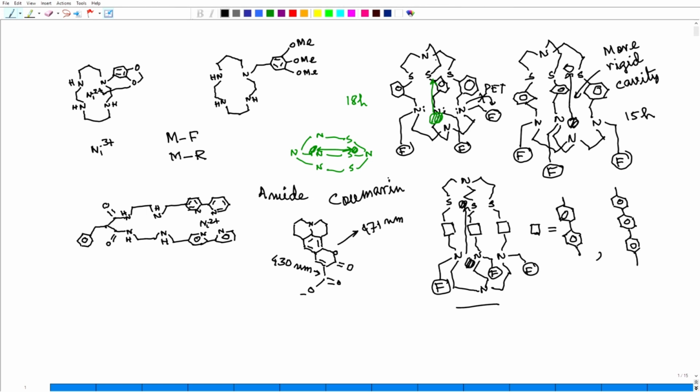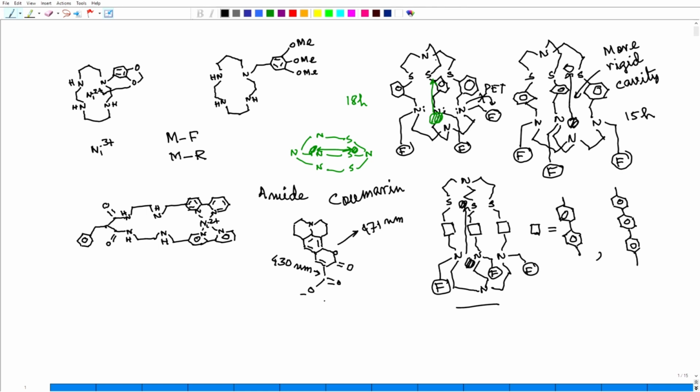So, this coumarin derivative, if you excite it at 430, you will see 471 nanometer strong fluorescence. And so, when nickel 2 is here, nickel 2 is bound through coordination here, here, here, here. That time if you give this coumarin derivative, it binds through carboxylate, okay?